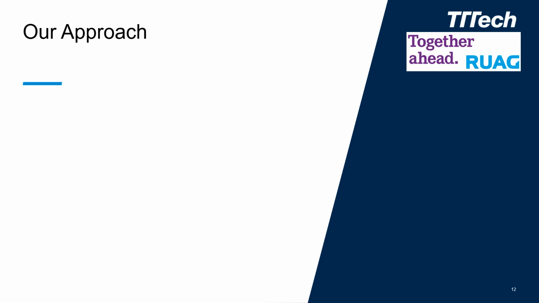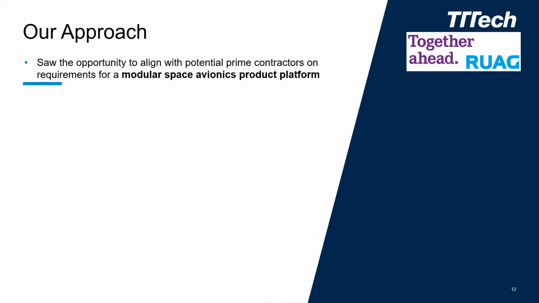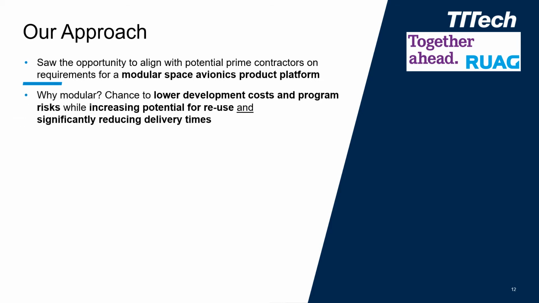Now, which approach did TTTech take together with RUAG? We saw the opportunity to align with potential prime contractors on the requirements for a modular space avionics product platform to be used throughout the Gateway and Artemis. Why modular? Well, it's clearly a chance to lower development costs and program risks while increasing the potential for use, and of course then also significantly reducing delivery times, because the same modular product would be available for different customers in different areas, different programs, different continents.